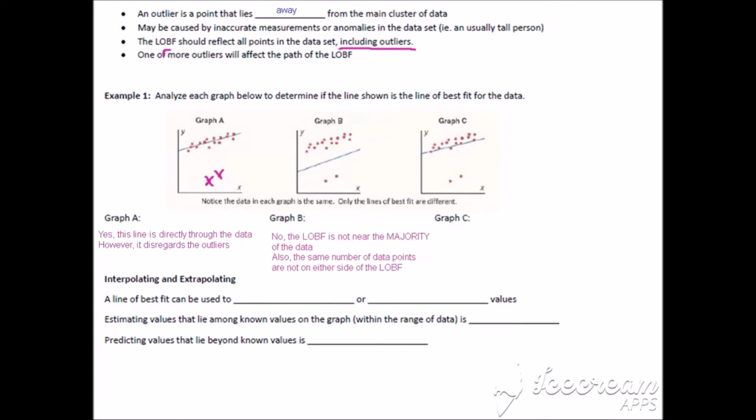Okay, and graph C, I'm going to say yes. This is the best line of best fit when considering the outliers. If you take a look, it goes through data points. The line of best fit goes through data points, and the same amount of points are on either side of the line.